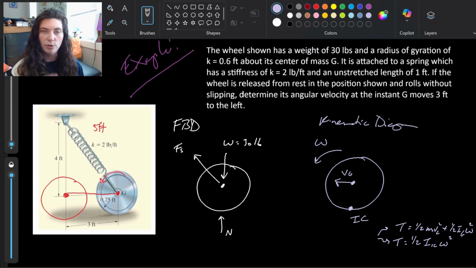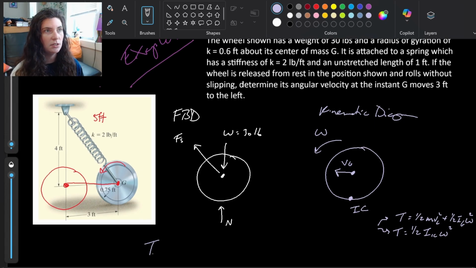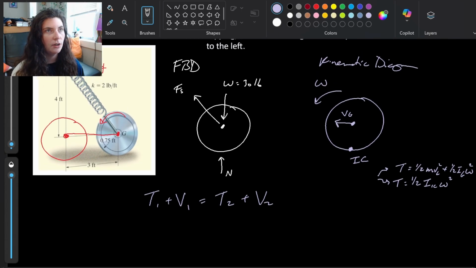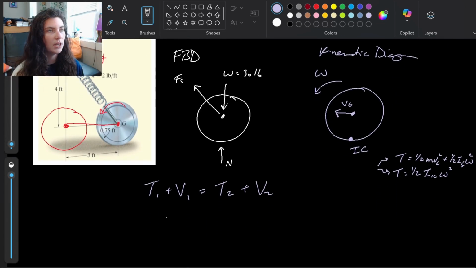Alright, so we drew our free body diagram, we drew our kinematic diagram, decided what was going on, and then we said, okay, let's apply conservation of energy. Initial kinetic energy plus initial potential energy equals final kinetic energy plus final potential energy. Looking at our free body diagrams and everything we have here, for T1, that's our initial kinetic energy.